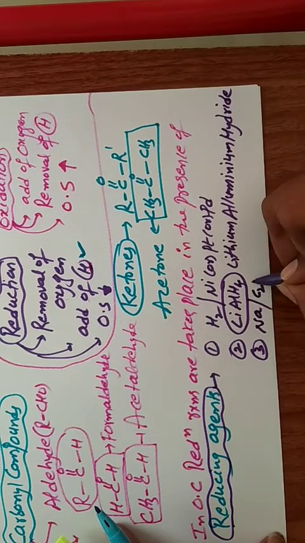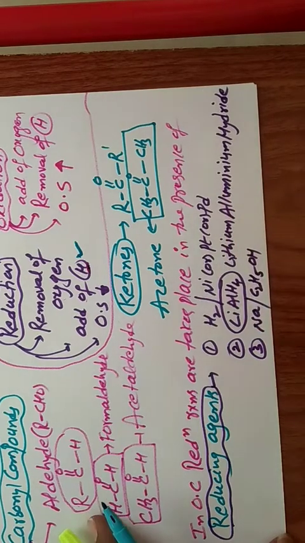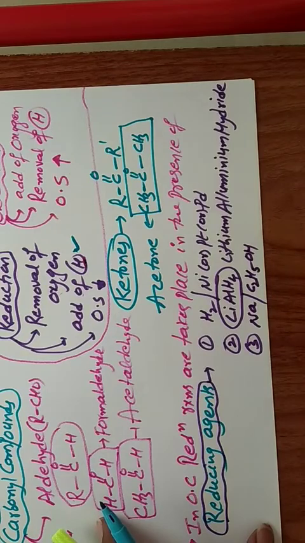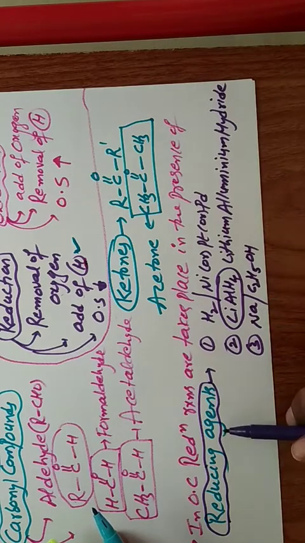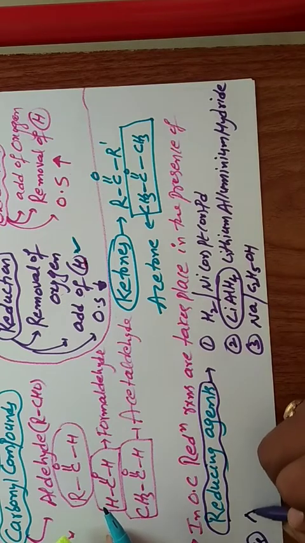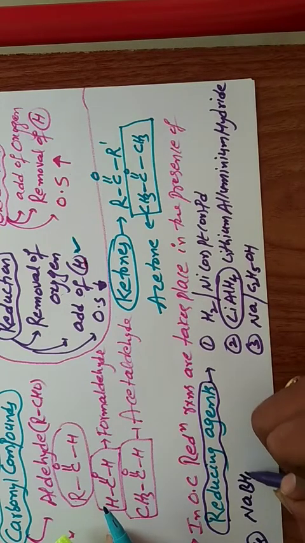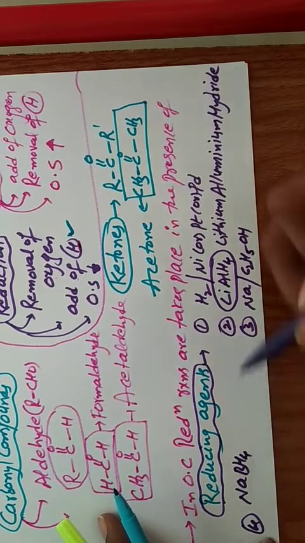Next, the third one: sodium and ethyl alcohol. Sodium metal with ethyl alcohol: take some amount of ethyl alcohol, a small piece of sodium is added, so hydrogen atoms will be released. That's why it is taken as a reducing agent. Next, the fourth one, NaBH4. This chemical also releases hydrogen atoms.